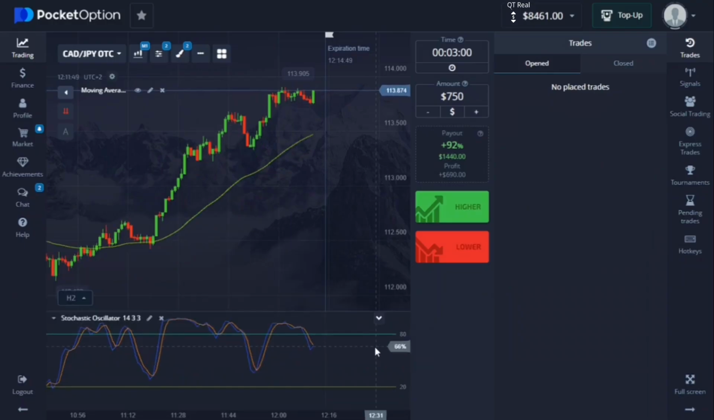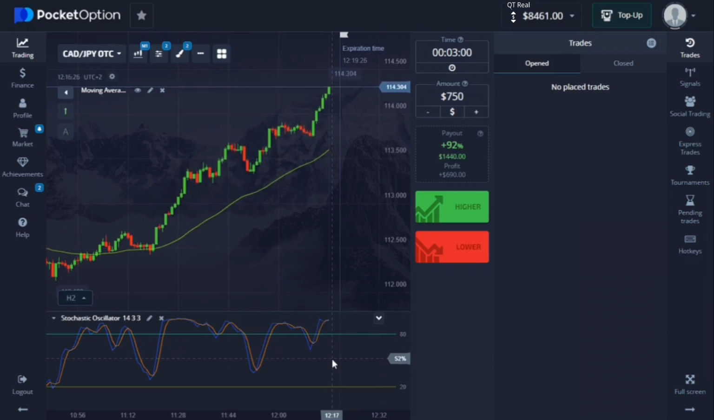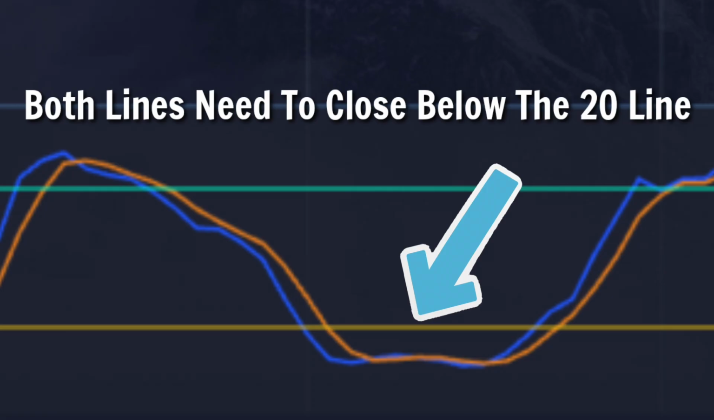Now, the second confirmation we need is provided by the stochastic oscillator. Let me go ahead and expand the stochastic oscillator over here. Because the price is on an uptrend and well above the 50 EMA, we're obviously focusing on buy positions only. Because we're focusing on opening buy positions, we need to wait for one very important confirmation provided by the stochastic oscillator. We need to see that both the blue and orange lines close below the 20% marker over here.